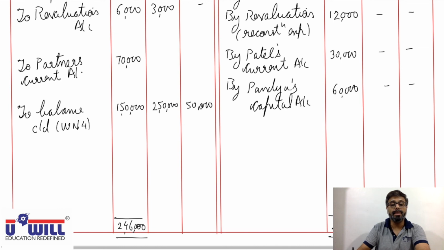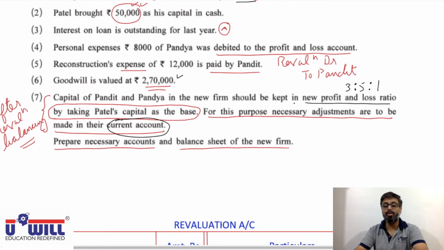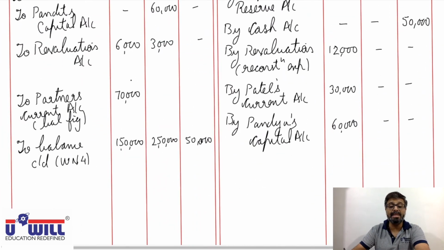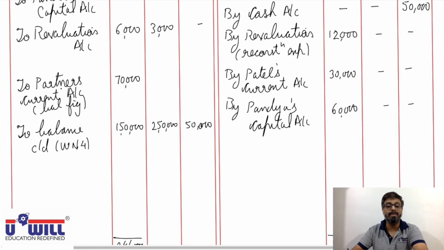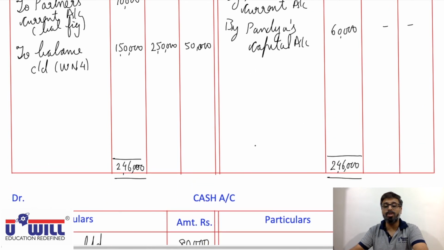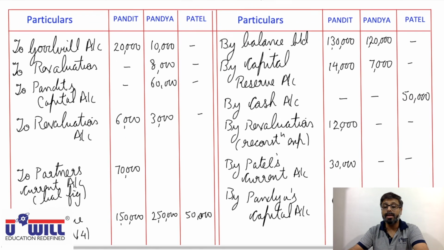In brackets, balancing figure. As per the last adjustment, we have to make the necessary adjustment to the current account. So whatever balance is remaining in the partner's capital account, transfer it to the partner's current account. For Pandit, the credit side total was more, so the debit side 70,000 remaining we transfer to the partner's current account. Now we see for Pandya.